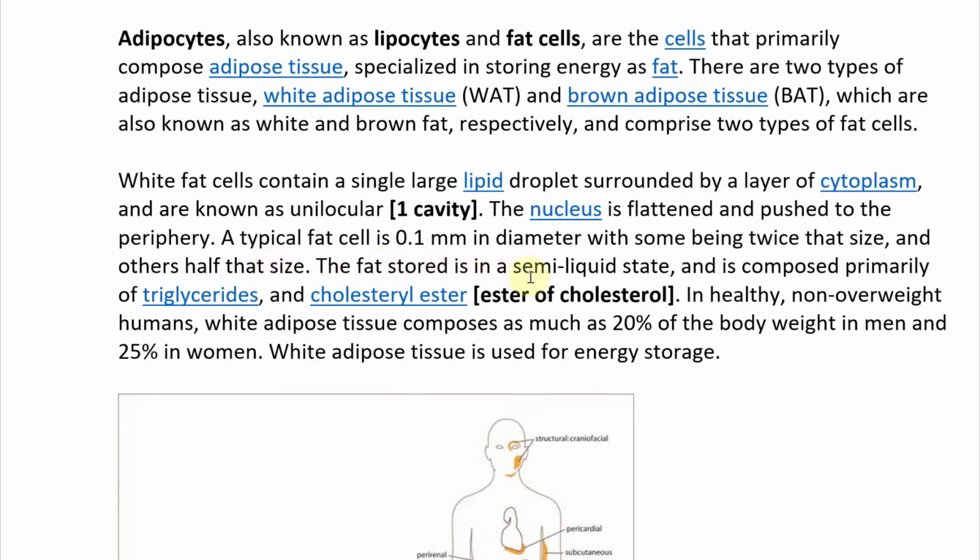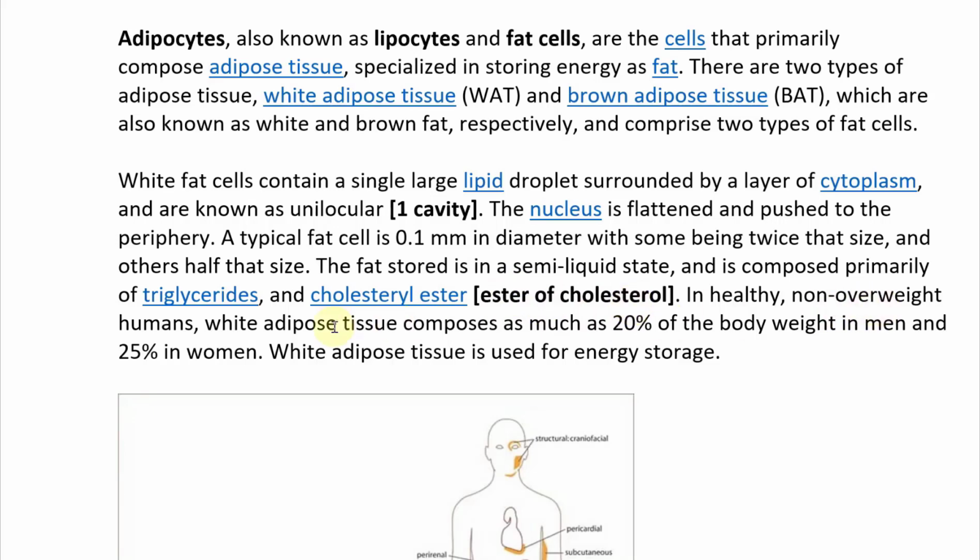The fat stored is in a semi-liquid state and is composed primarily of triglycerides and cholesterol ester, which is an ester of cholesterol. Ester means replacing the OH with an O-R, where R is an alkyl group, so a bunch of hydrocarbon, removing hydrogen, etc.